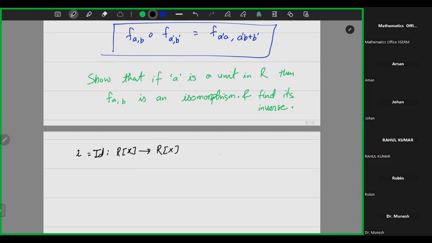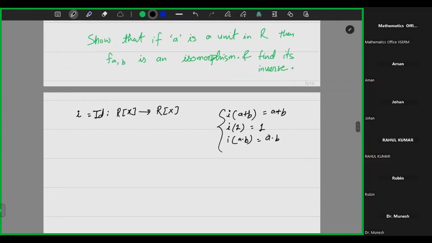Then I of a plus b is again a plus b. I of 1 will be 1. I of a times b is just a times b, because this is the identity, and all of these are ring homomorphism properties for I. So I is a ring homomorphism. Can we write I as f_{a,b}? Is I equal to f_{a,b} for some a, b?